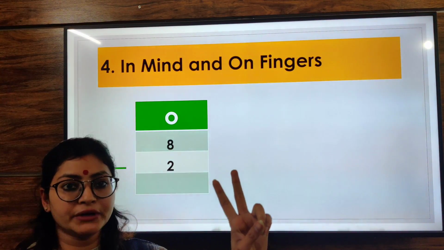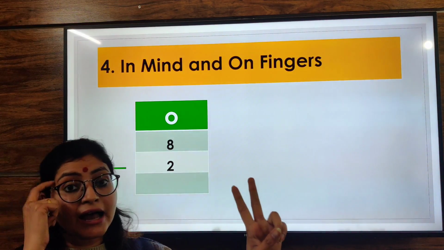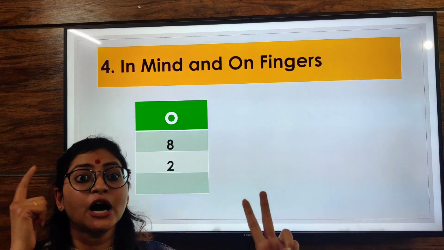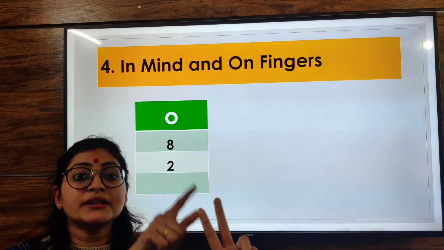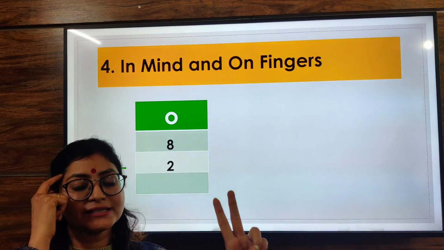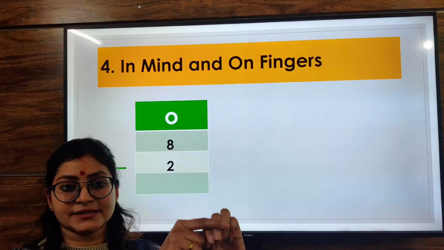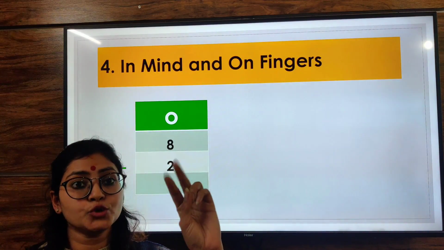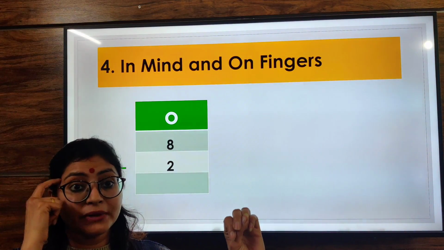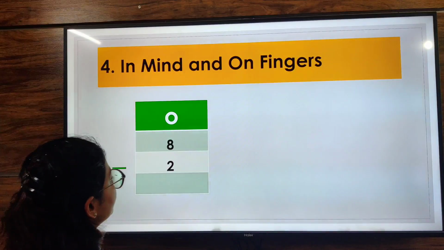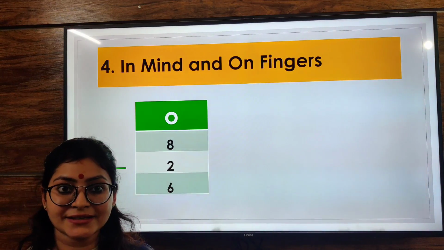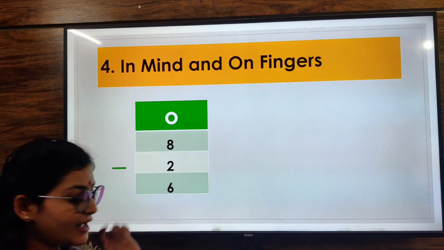I'm sure you know backward counting, right? So I have 8 in my mind. Now I will count backward this many times from this number. 8, 7 and 6. After 2 backward steps from 8, I reached number 6. Simple. So this is our answer.